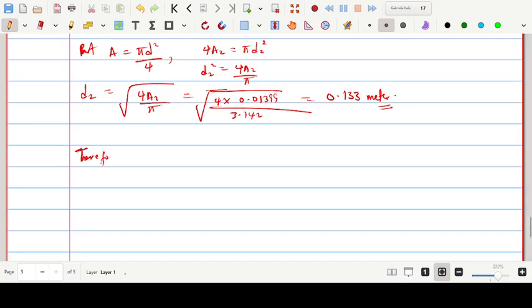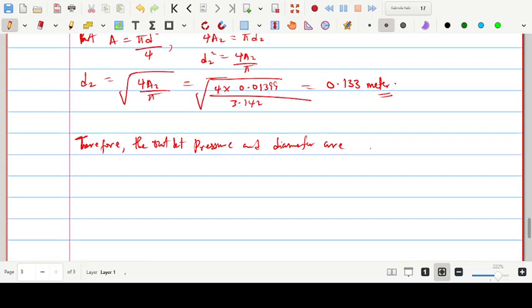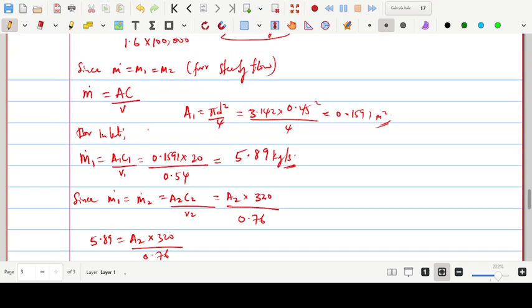Therefore, the outlet pressure and diameter. What's the outlet pressure? What did we get? We had 1.6. Yes, 1.6 bar and 0.133 meters respectively. That's your answer. And don't forget to check if what you did was correct.